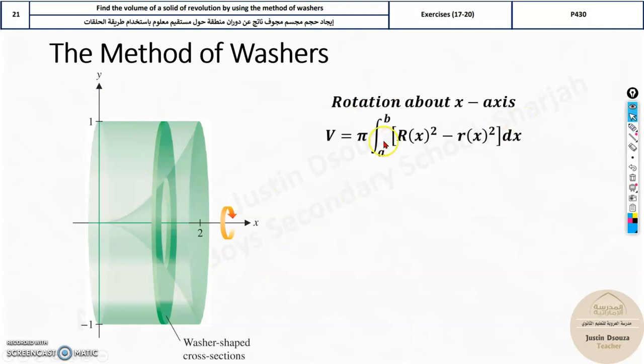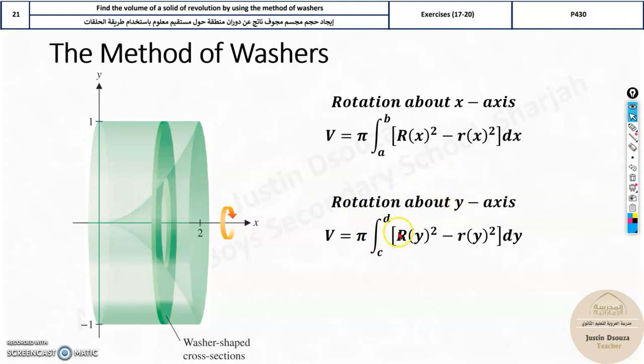Rotation about the x-axis is very simple. You need to remember this formula. Volume will be pi times the integral of R of x squared minus small r of x squared dx. You have to take the integral from a to b, the limits, and then very important is outer radius minus the inner radius. Now over here, if you're considering this, then this would be the outer radius and this will be the inner radius. That's it.